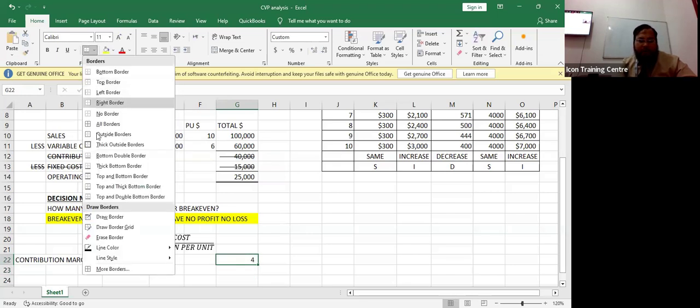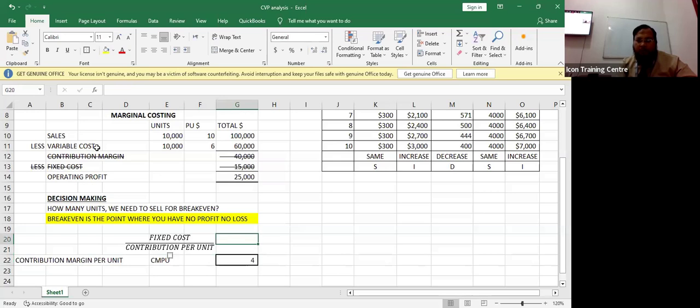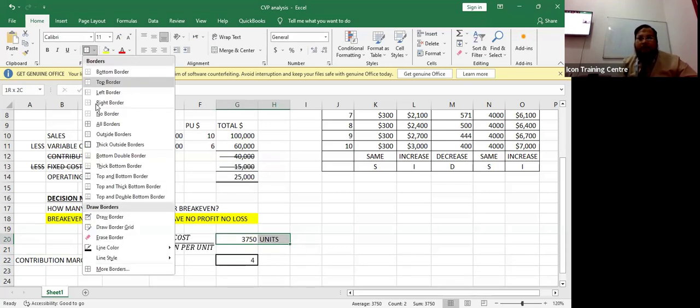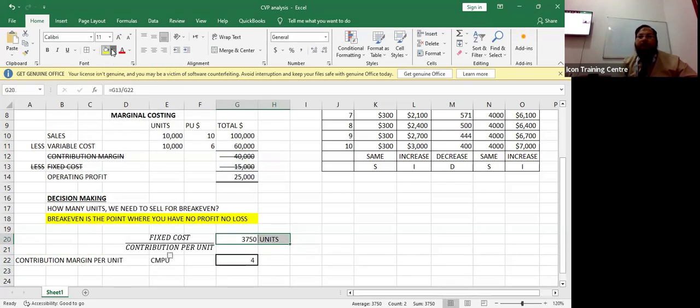Now, dear brothers and sisters, if you divide your fixed cost by your contribution margin, this is your break-even units. It means, brother Emmanuel, if we are capable of selling 3,750 units, we are ready to break even. Nothing to worry about.